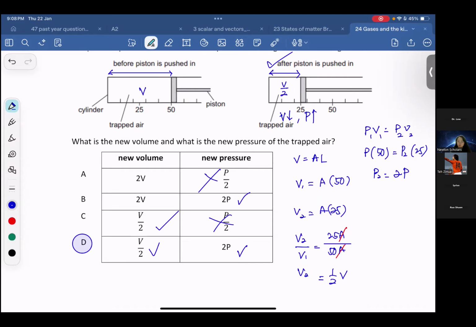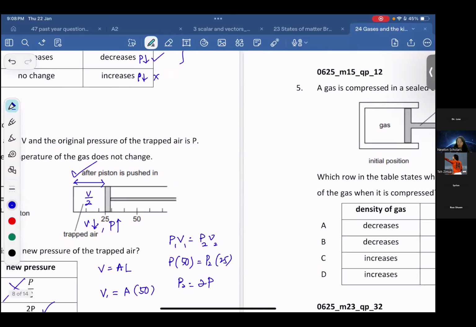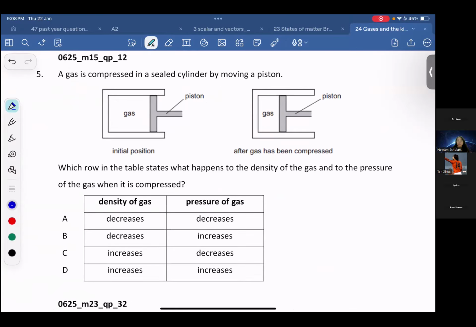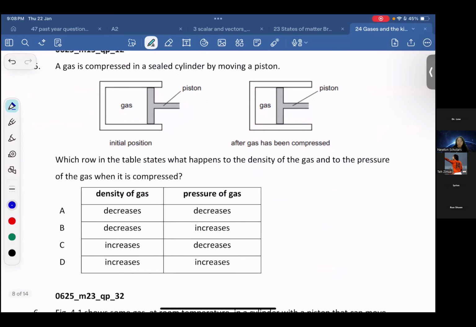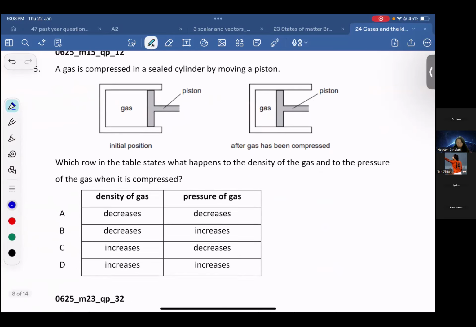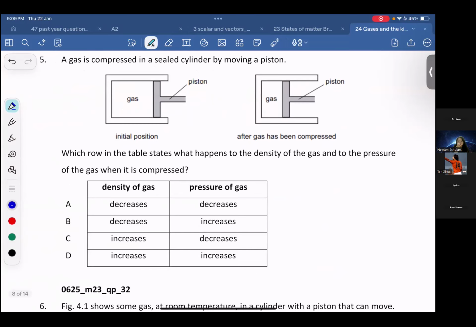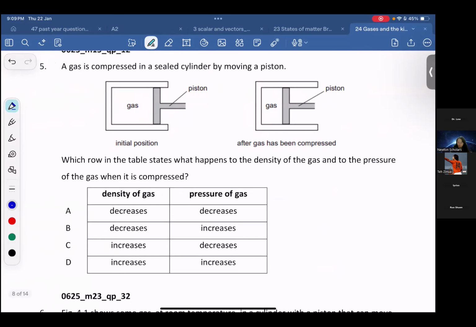Okay, we go to question number 5. Can you try it right now? Tell me the answer for question number 5 before we discuss.